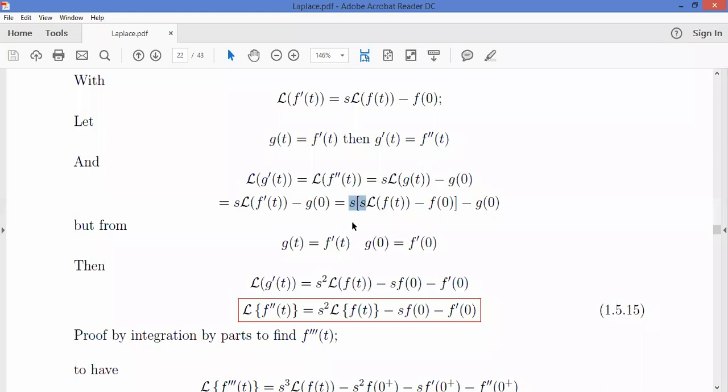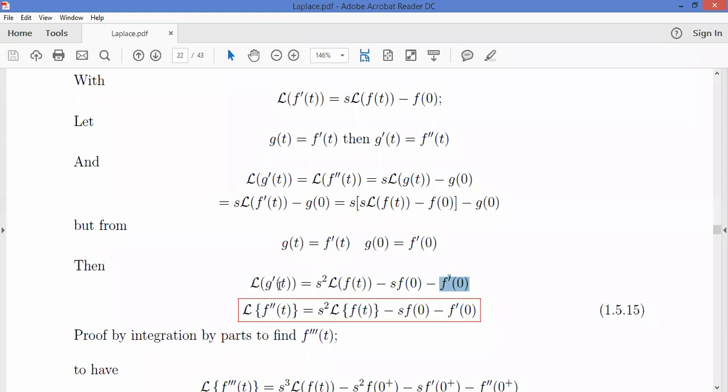Remember when I expand this inside, this will be s squared L of f, which is this term here. Then the s comes with this, that is minus s f zero, which is this one here. Then minus, remember there is a minus g zero, but this minus g zero, we have got it here because we said g t is f prime. So since it is at t zero, we throw zero in there. We realize that g zero is f prime zero. Therefore, where we have a g zero, we substitute f prime zero.